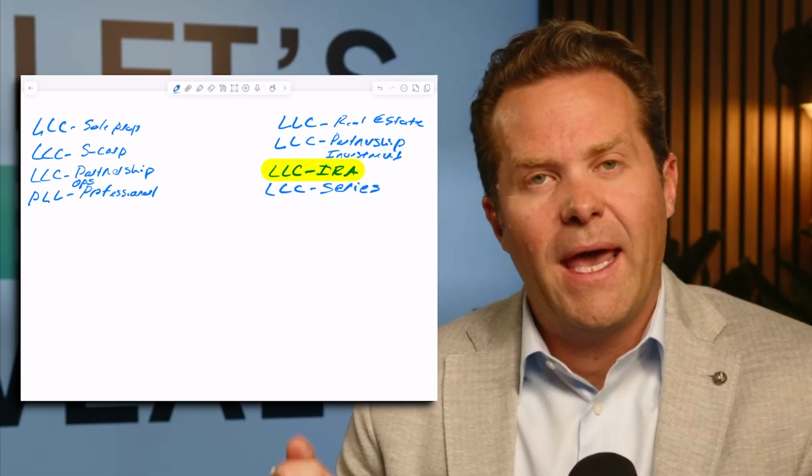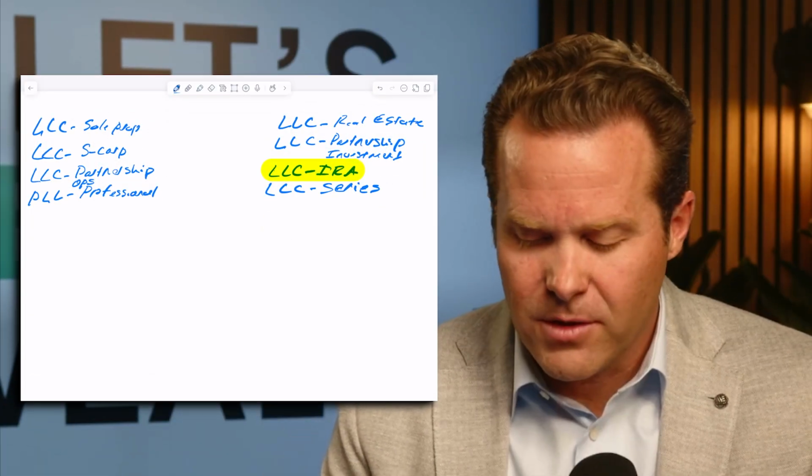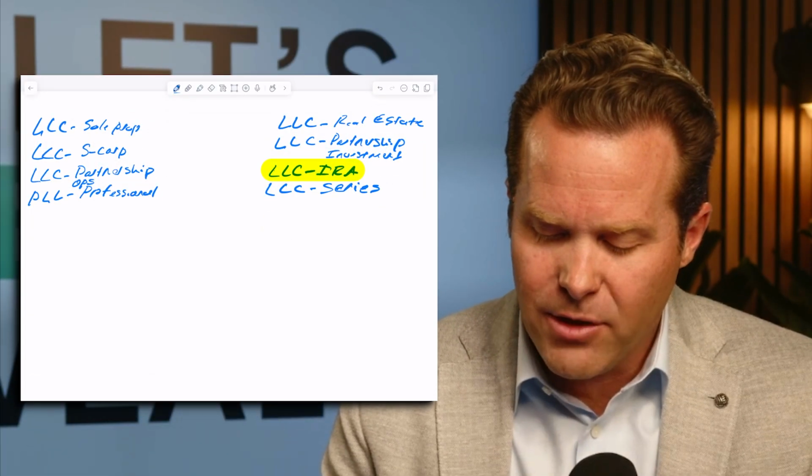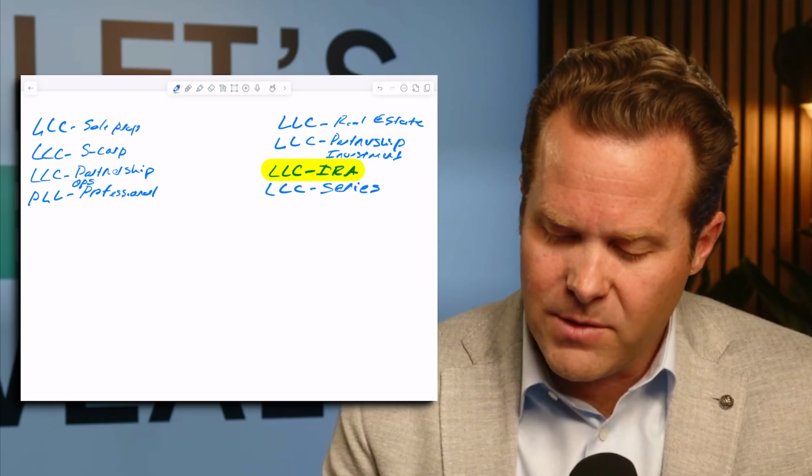All right, now let's go to entity type number 7. This one could be my favorite. It is the IRA LLC. Now here, and I'm just going to do a rental property again, we'll keep it simple. You can have an IRA that owns real estate. You can have an IRA that invests in a small business or a private company.